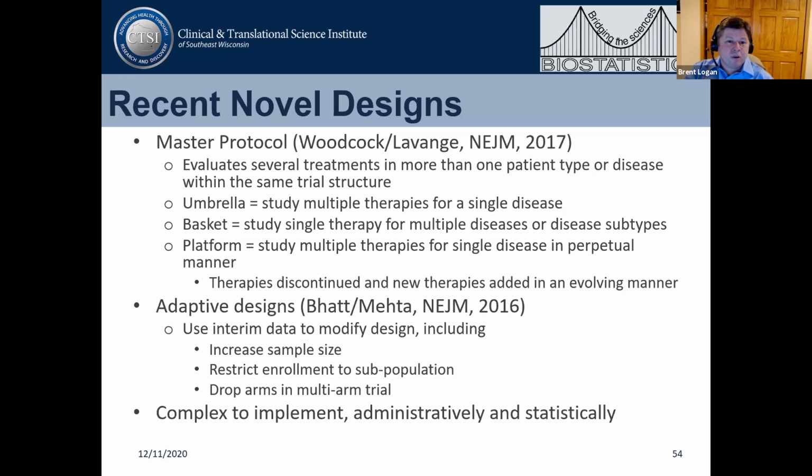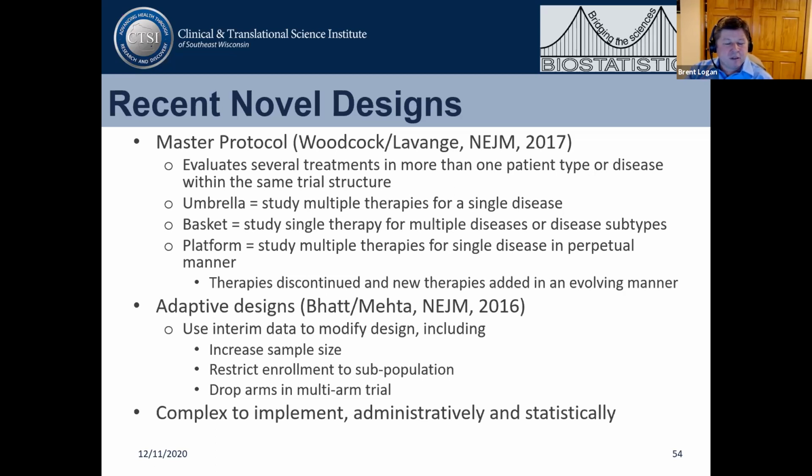It's an extension of an umbrella. It allows you to study multiple therapies for a single disease in a perpetual manner, where those therapies can be discontinued and new therapies can be added in an evolving way. So it's done in kind of a master protocol, and the protocol just keeps getting amended to account for those changes. Another concept that's worth considering is adaptive designs.